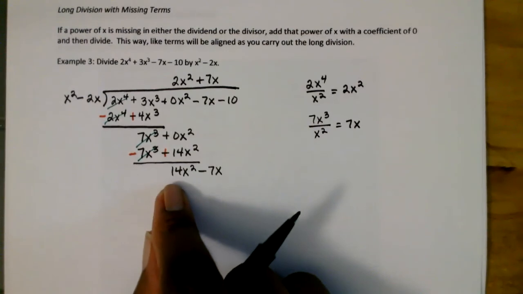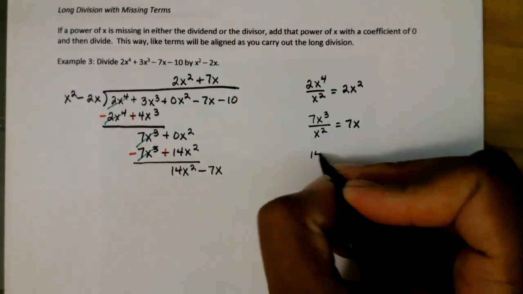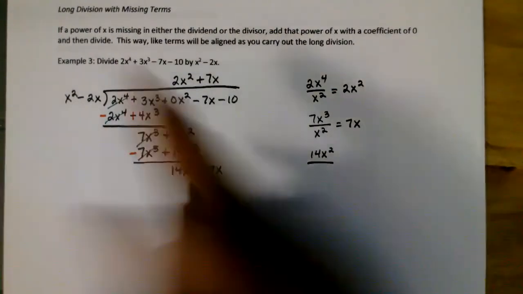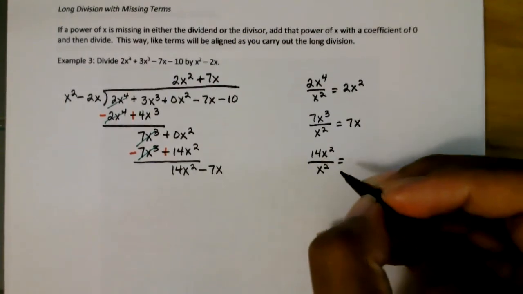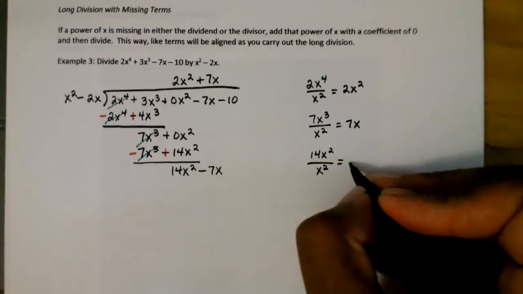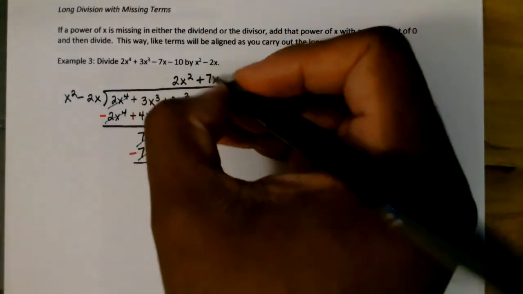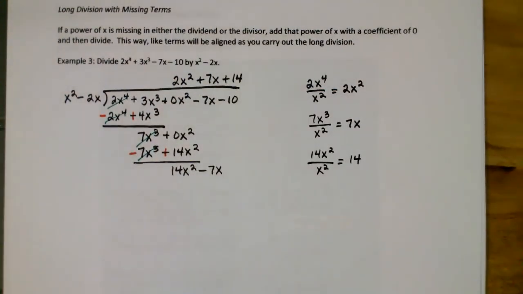And now we take the first term of this expression, that's 14x squared. Divide that by the first term of your divisor, x squared. Okay, so 14x squared divided by x squared would be 14. And that 14 will go in the quotient as plus 14.